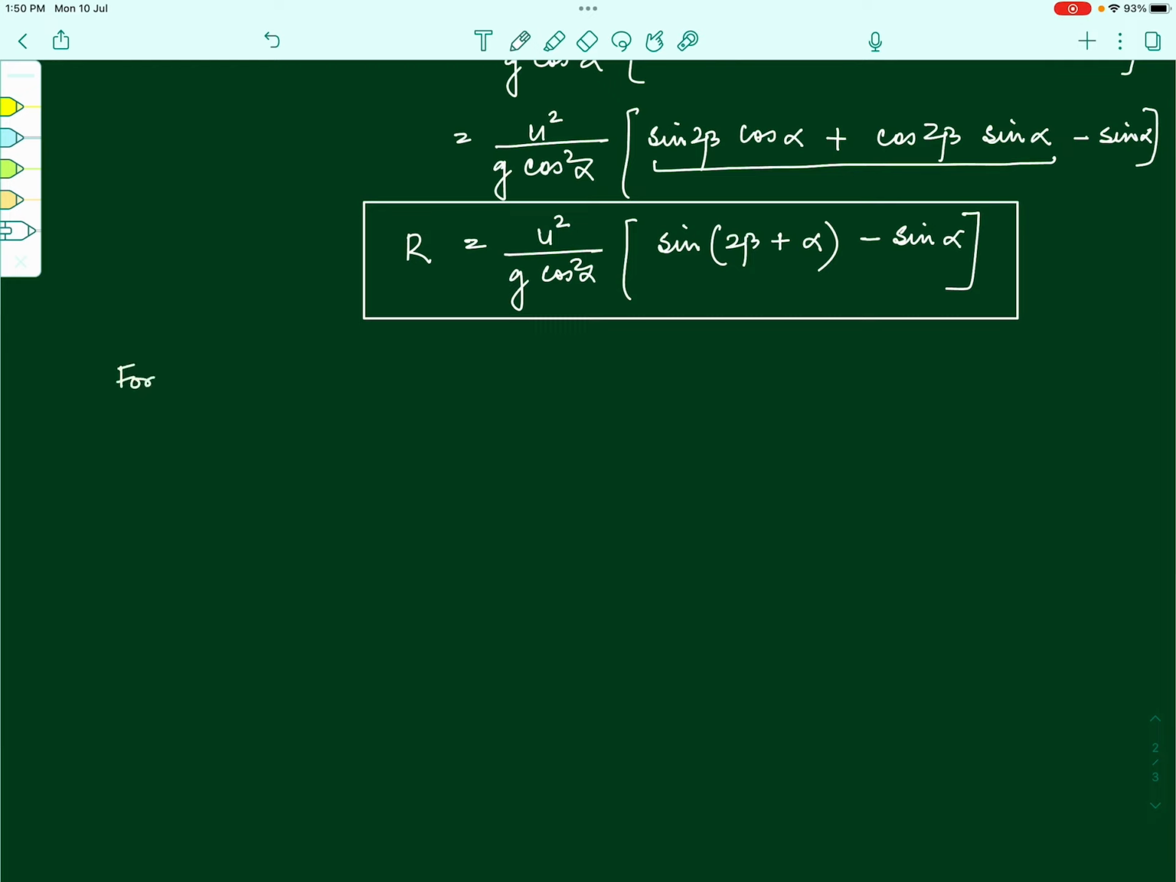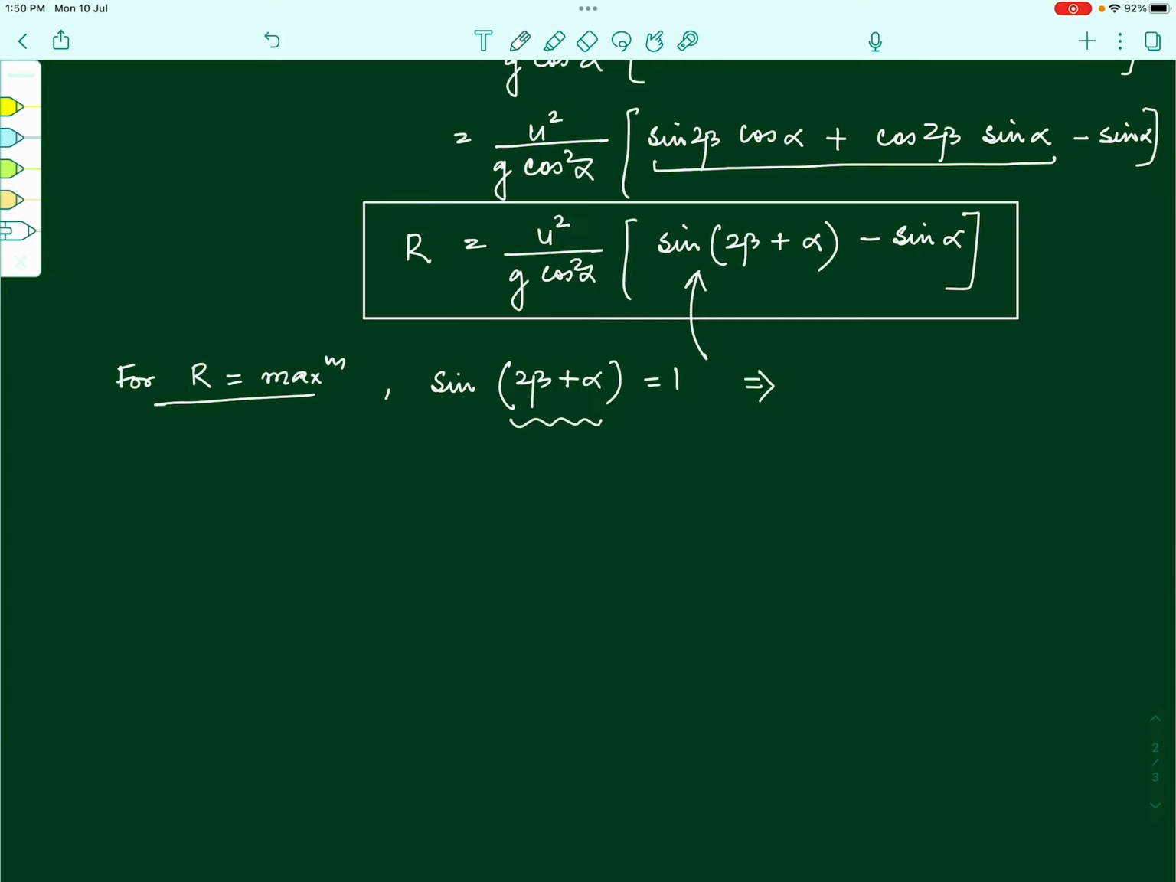We can say that for R, the range to be maximum, what should be the condition? Do we see that in this particular expression, this particular term is in sin, and if we look for the maximum value here, we can say that sin should take its maximum possible value, which is 1, right? So we can say that for maximum R, sin of 2 beta plus alpha should be equal to 1, which is the maximum value of sin function, which then gives us a relation between alpha and beta, right? So for what value is sin theta 1? It's for the total angle being equal to pi by 2, 90 degrees.